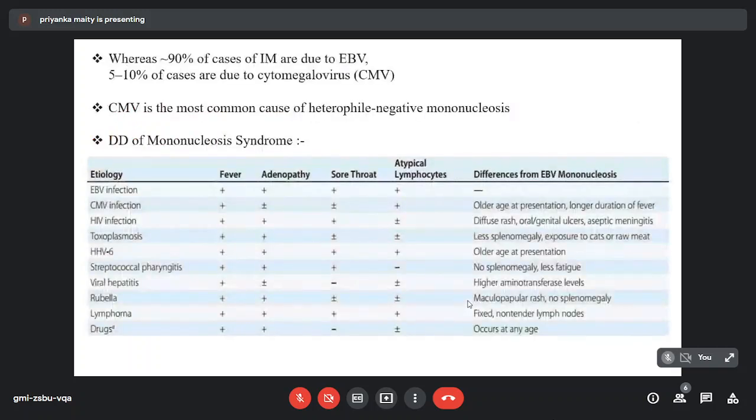Whereas 90% of cases of IM are due to EBV, 5 to 10% of cases are due to cytomegalovirus. CMV is the most common cause of heterophile negative mononucleosis. The following table depicts the differential diagnosis of mononucleosis syndrome. I'll go through them one by one.